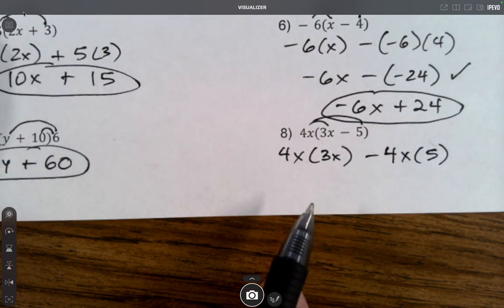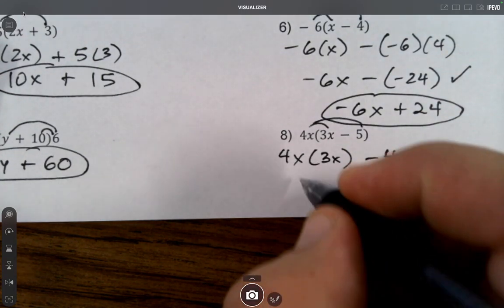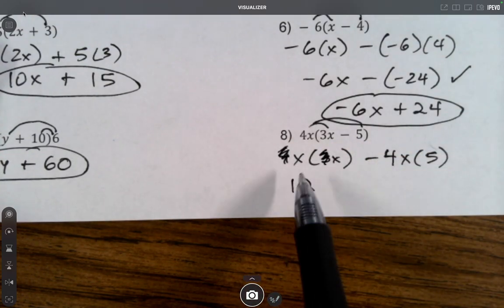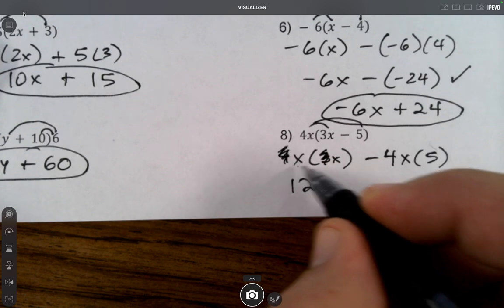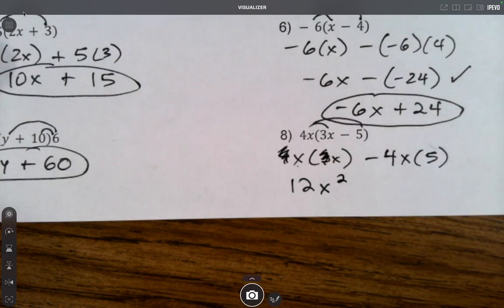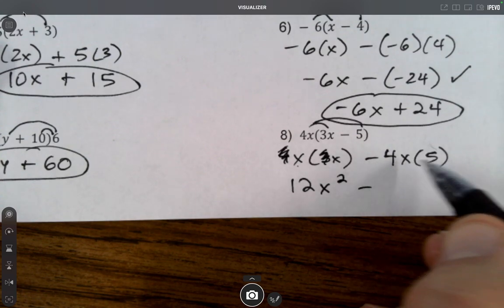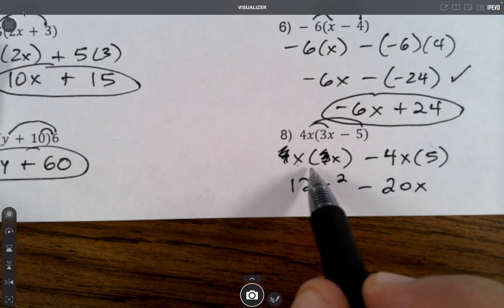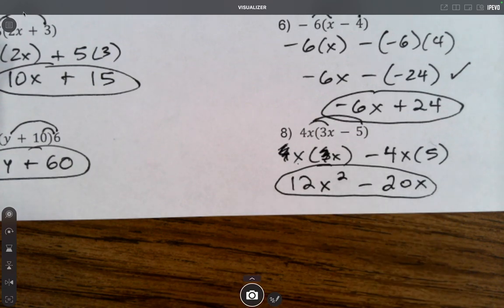Okay, and I want to make sure I go through this part slowly because I know this threw some people off. 4 times 3 is 12. That part didn't throw them off. We've covered the 4, we've covered the 3. So what that leaves us is x times x. Anything times itself is the same as squaring it. So x times x is the same thing as x squared. 4x times 5, 4 times 5, we get 20x. Now these are also not like terms because this has a squared and this does not.